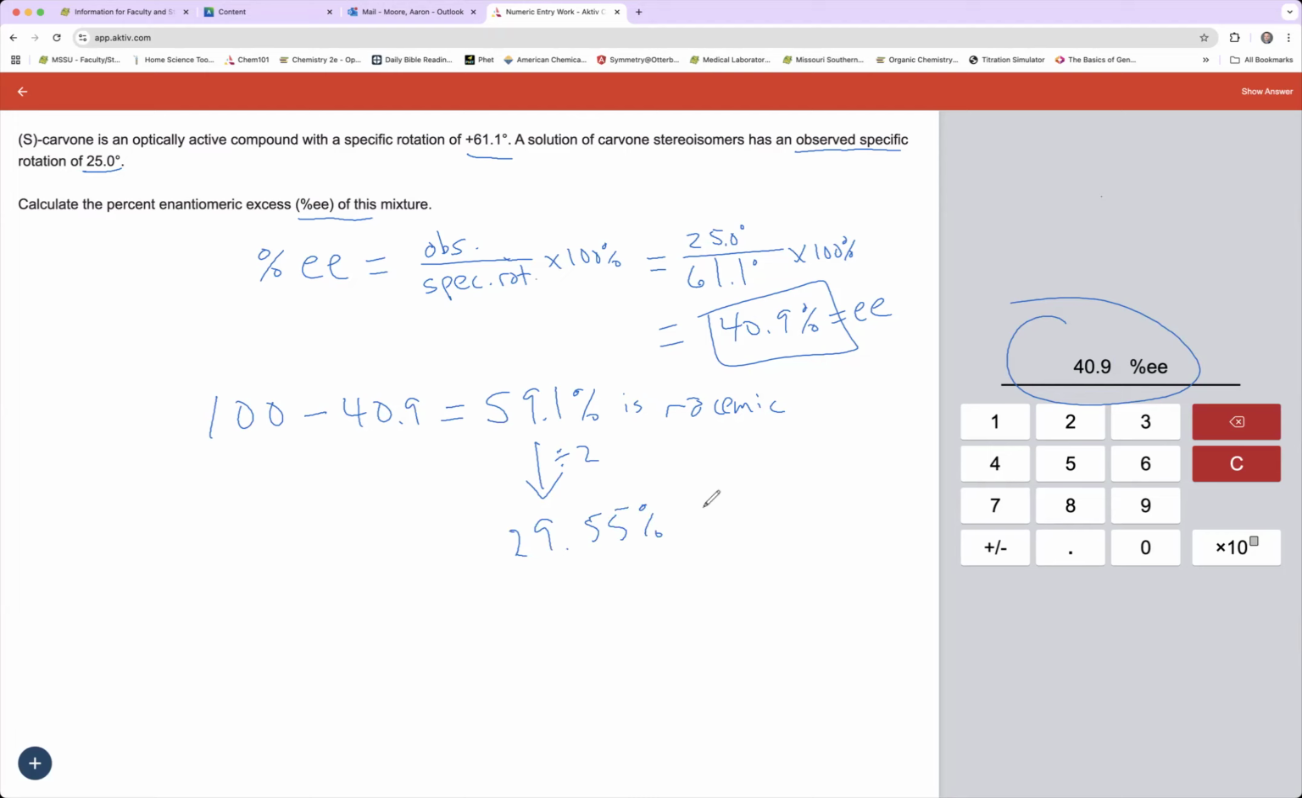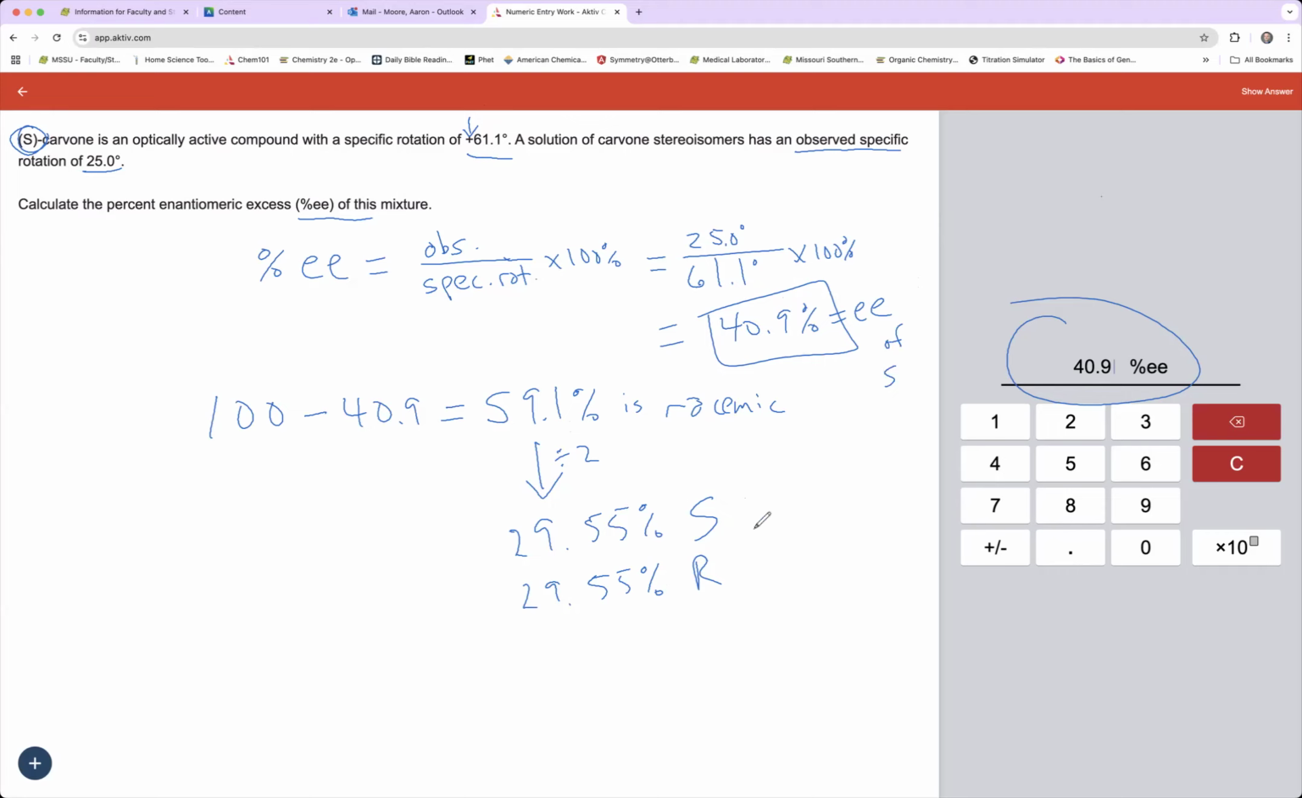29.55%, we'll say S, and then 29.55% R. Okay, that's what composes the racemic part. But we already said that we have an excess of 40.9% of the S version, right? And how do I know it's the S version? Because it has the positive rotation. Okay, so it's 40.9% enantiomeric excess of S carbon.